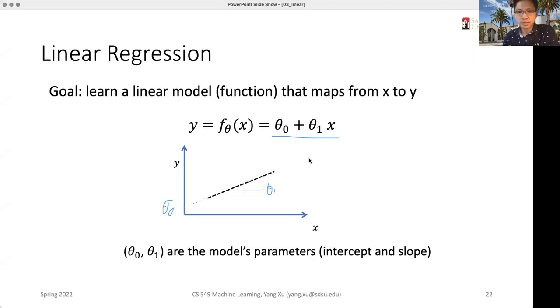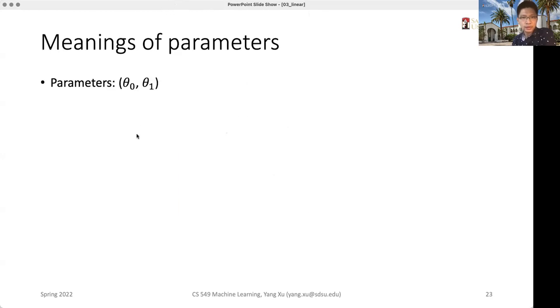So we can interpret the model's parameters as the intercept and the slope. But here our task is to find the theta 0 and theta 1 that can fit our data with the best fitness score. Okay, let's go to the next slide.